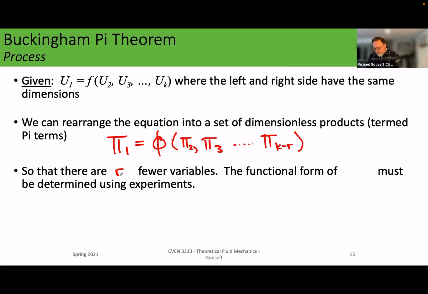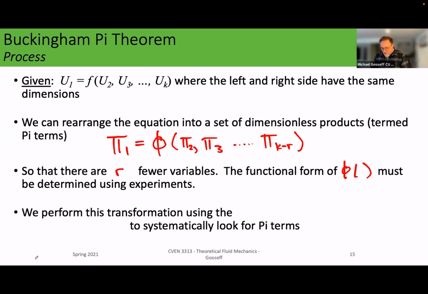The functional form of this phi equation must be determined using experiments. So we don't know exactly how they're going to relate. All we know is that from the Buckingham Pi theorem we come up with the pi values, pi1, pi2, pi3, etc. And that allows us to create experiments that say, with these dimensionless numbers, this is what I need to predict, and I'm going to relate that to the thing that I'm trying to predict.